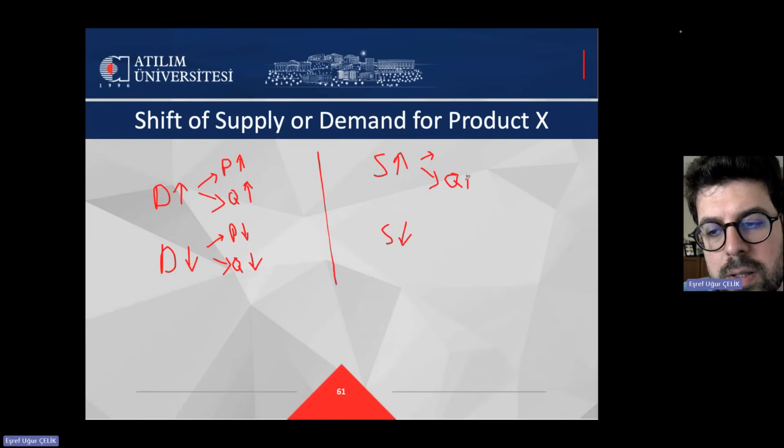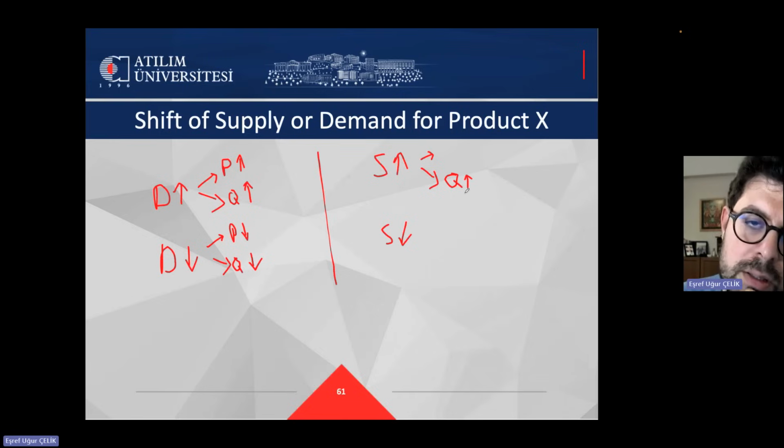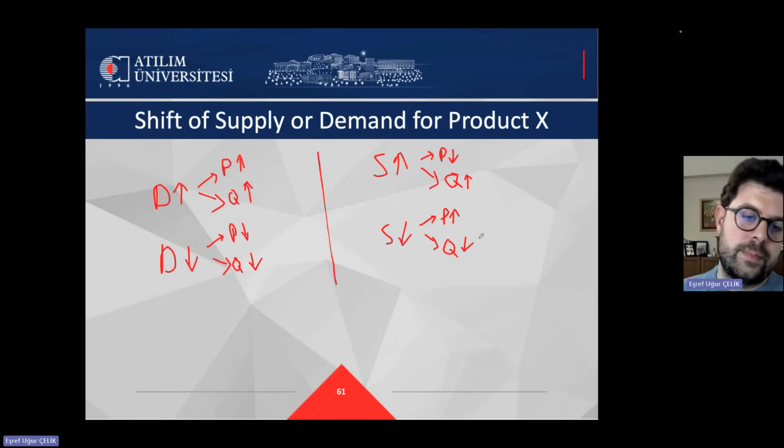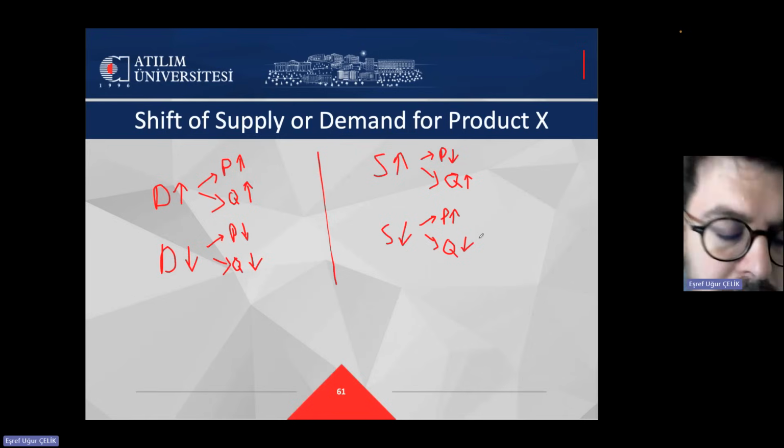An increase in supply means there is an increase in quantity, with an inverse relationship with price. When the supply curve shifts to the left, there is a decrease in supply, the quantity becomes lower and the price becomes higher. Okay, that's the summary.